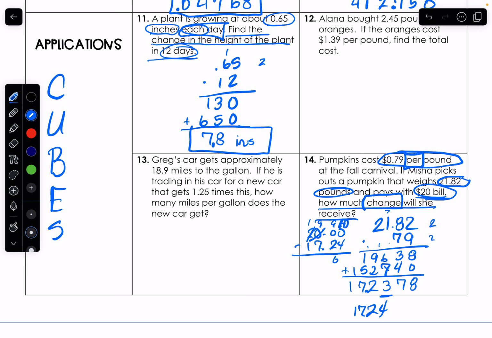10 minus 4 is 6. 9 minus 2 is 7. 9 minus 7 is 2. 1 minus 1 is 0. So it's going to be $2.76 in change. There's my final answer. All right, if you have questions, please feel free to come see me, and I'll be happy to help you.